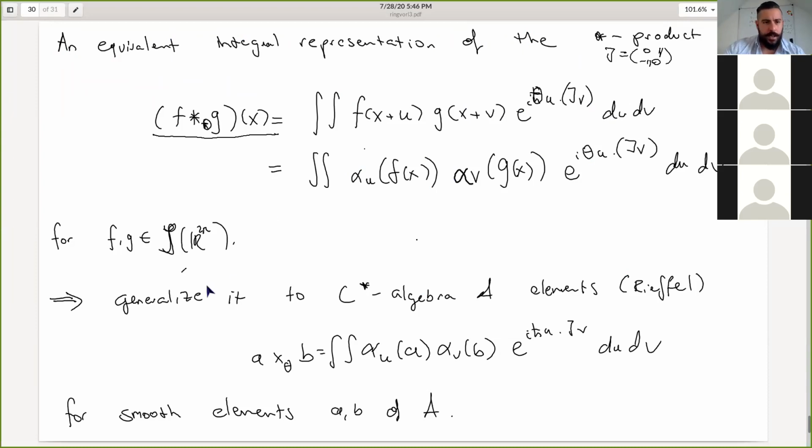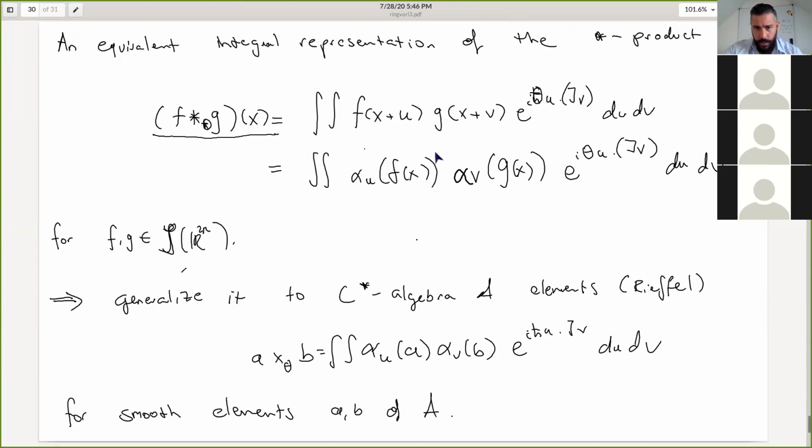Okay, so right, if f and g are elements of the Schwarz space, then these integrals are well defined, okay? And even if f and g are elements of continuous functions that have bounded derivatives, we can actually show that this exists.